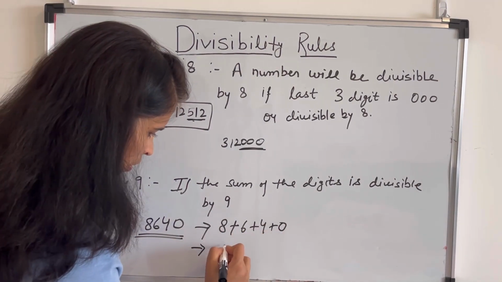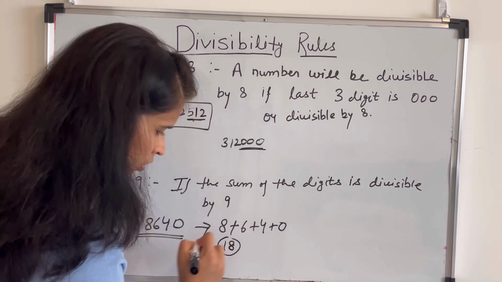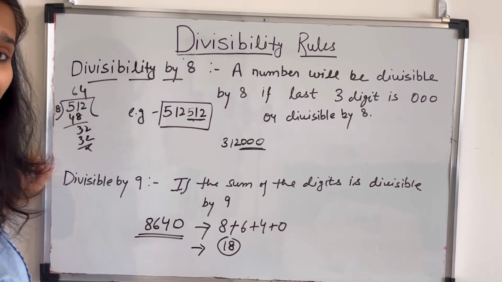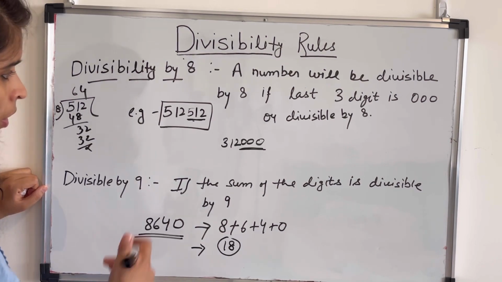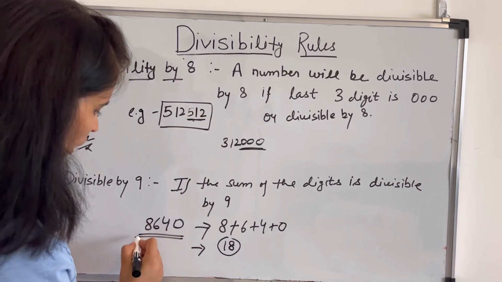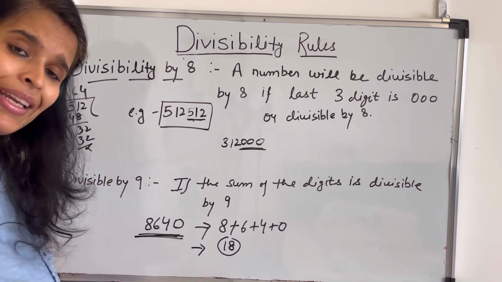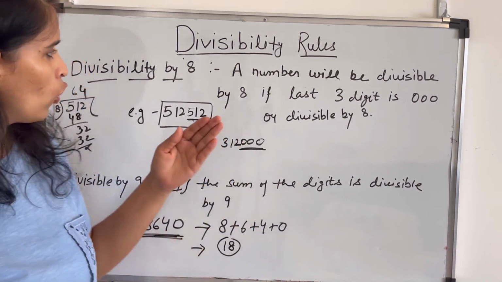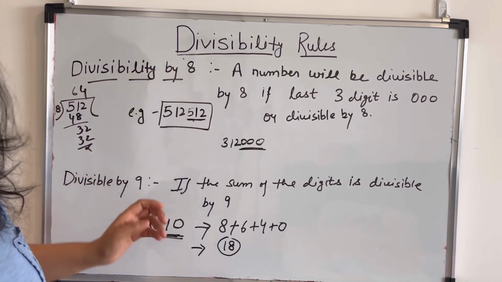8, 6, 4, 0: 8 plus 6 is 14, plus 4 is 18. So this is 18. The sum of these digits is 18, and 18 is divisible by 9, which means this number is divisible by 9 also. I hope you understand the rule of 8 and 9.